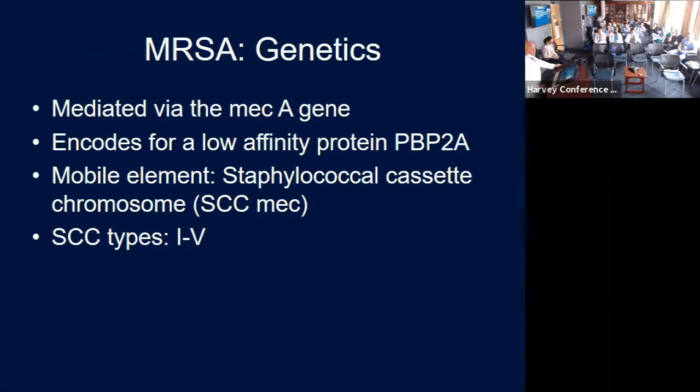I think this just says what I previously said. Just remember that the MECA gene causes an alteration in the penicillin binding protein to PBP2A, and that's what prevents the attachment of the beta lactam group.